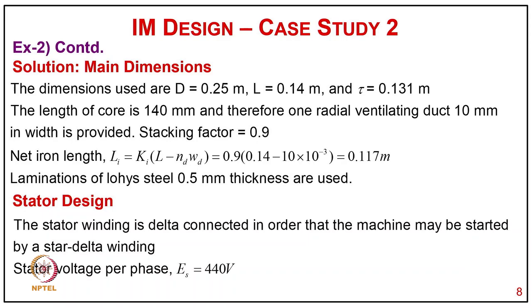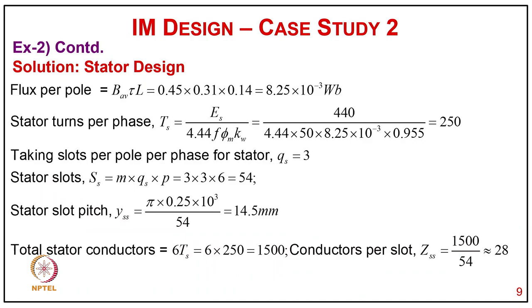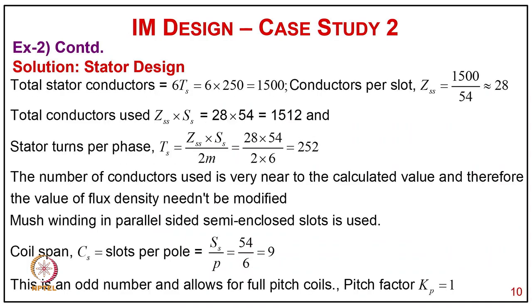Coming to now stator design, two slot winding, stator winding is delta connected in order that the machine may be started by star delta starter, and now stator voltage is equal to 440. So total number of stator conductors we got. So number of slot conductor per slot is say 28, and total number of conductors ZSS into SS, it comes like 28 into 54, so 1512, and stator turns per phase comes TS equal to ZSS into SS, so it comes 252. So number of conductors used is very near to the calculated value, and therefore the value of the flux density need to be modified.